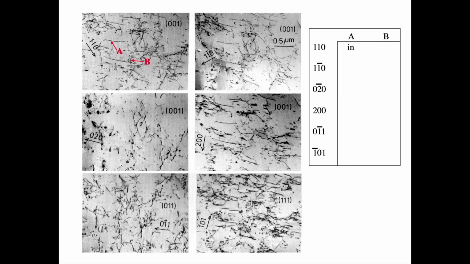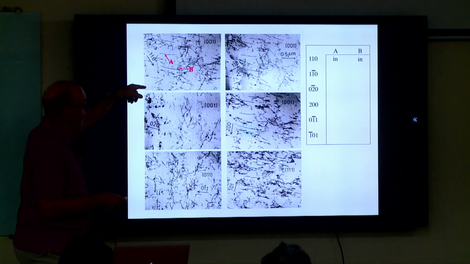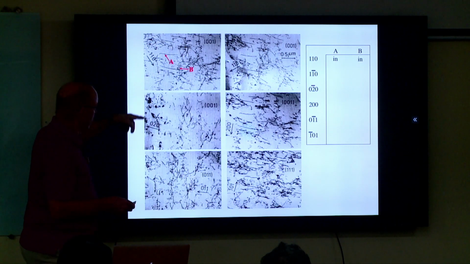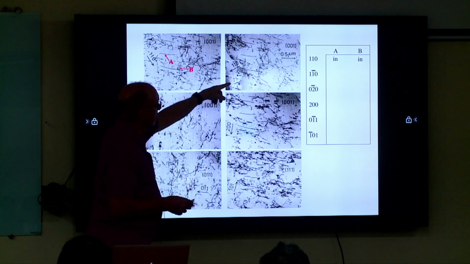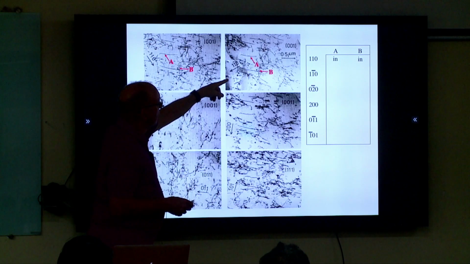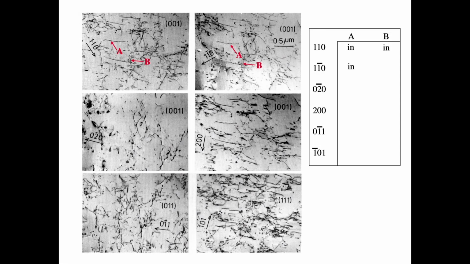So as we go down these various vectors, the 110 g vector, which is this guy here, A and B are both in. 1 bar 10, Burgers vector is 1 bar 10, is this one here. So A is in, and that's in. Okay, don't give up yet. 0 bar 2 0 here, this is out, and that is in. Then the 200 is here. This is in, and B is out.